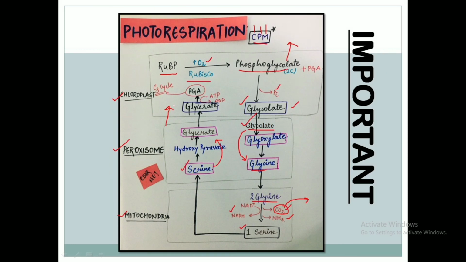This glycerate, on reaching the chloroplast, gets converted into PGA by the usage of 1 ATP, and this PGA finally enters the C3 cycle. So these additional steps are causing stress to the plant in terms of ATP expenditure and also in terms of the unfixing of carbon dioxide. So this makes this process very harmful.